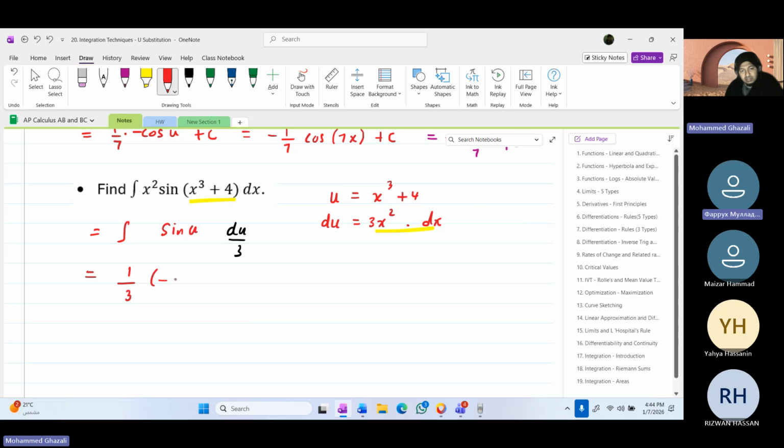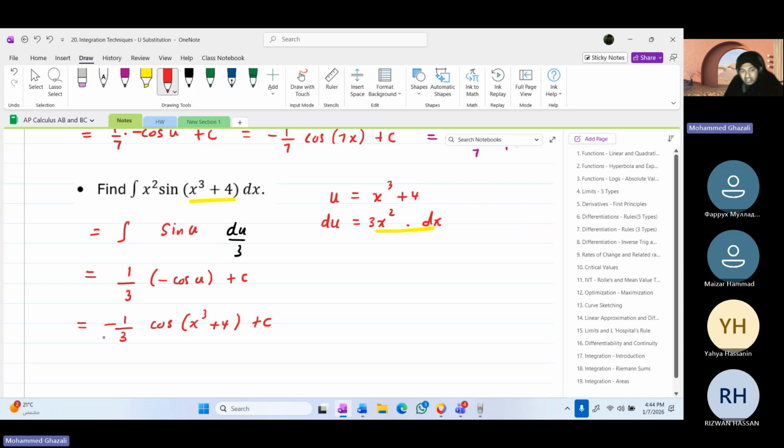Negative cos. Yes, negative cos. So now we got negative 1 over 3 cos u, which is cos of x cubed plus 4, plus c. And that's my final answer.